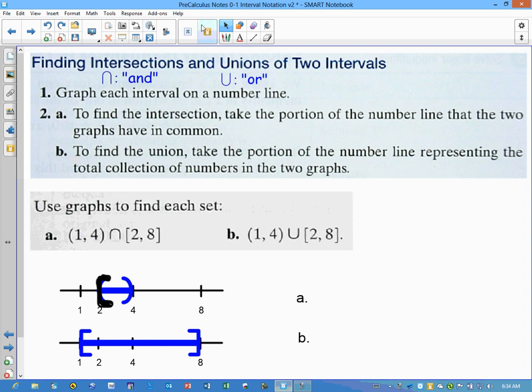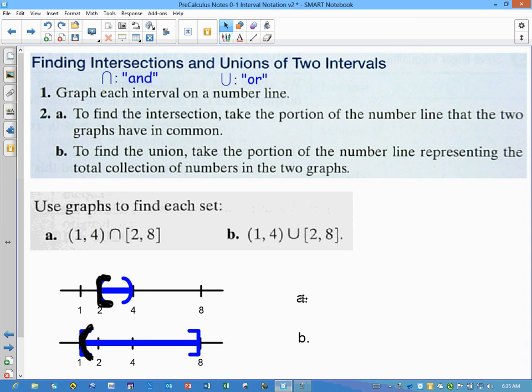Okay, let's change that for them. This one should be a parenthesis, not a bracket. So we're going to make a little change to that one. So that's good. You can learn from your mistakes in mathematics as long as you do recognize them and learn from them. All right, so we want a parenthesis on the left side because it does not include the left endpoint. We want a bracket on the right side.